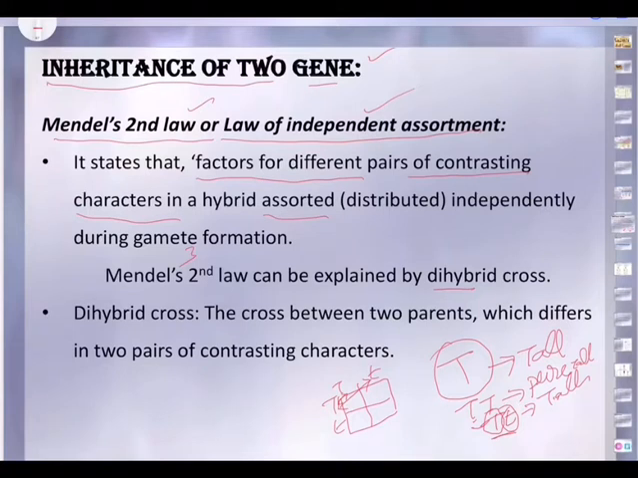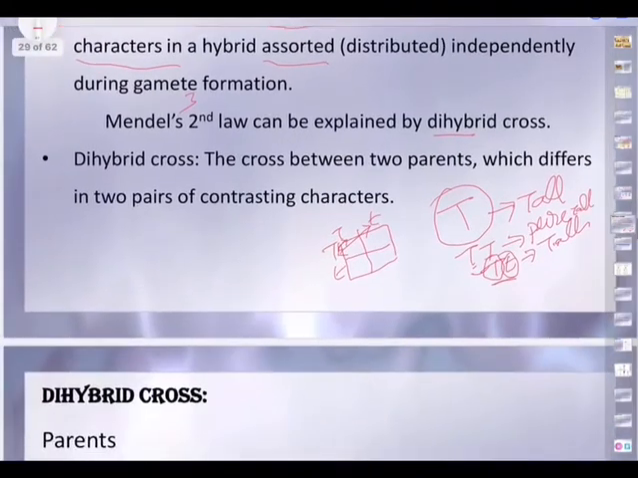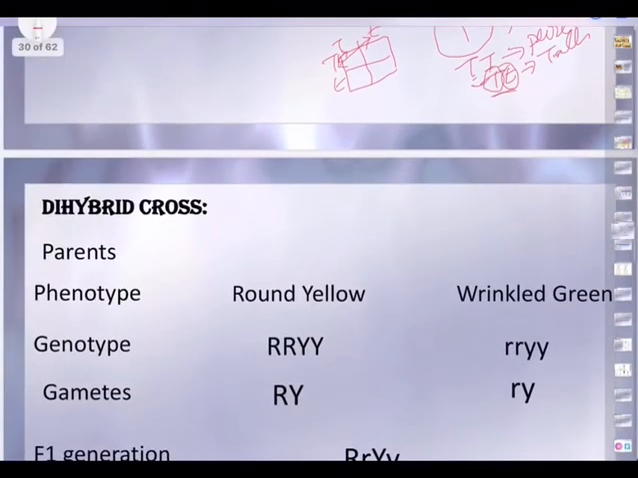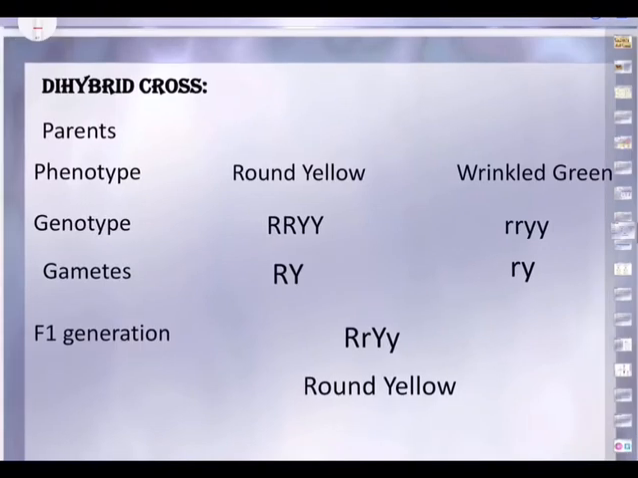So in a dihybrid cross, di means 2, and hybrid because of the crossing of the characters. It is a cross between two parents which differ in two pairs of contrasting characters. Let us see this.